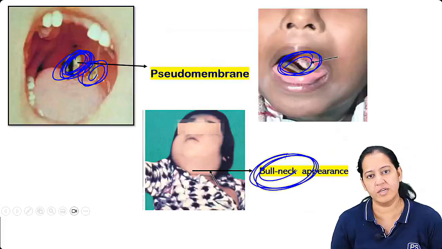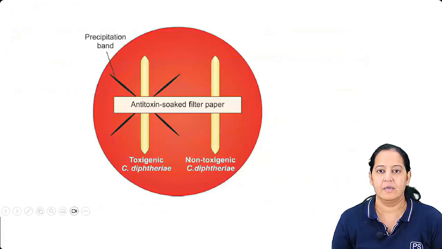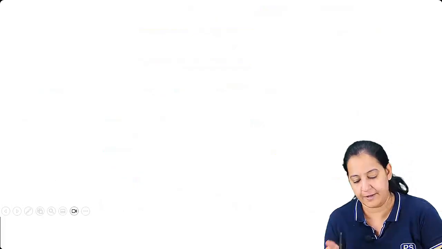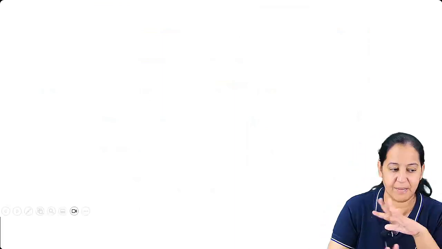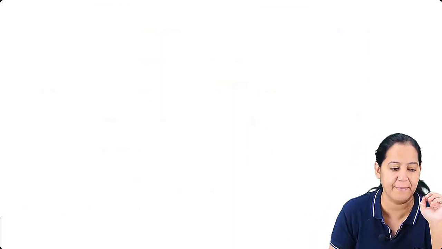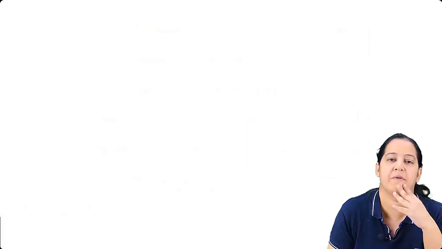ठीक है? Got it? Say yes. कोई confusion है? Last thing. Listen, there are 2 types of diphtheria. Then I will summarize diphtheria and we will solve the question. Diphtheria थोड़ा सा बड़ा bacteria है.